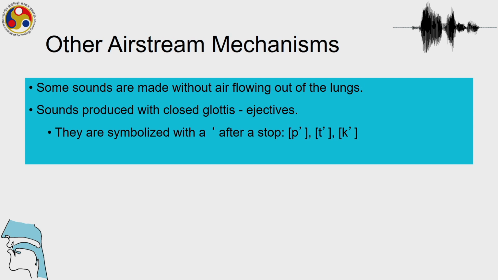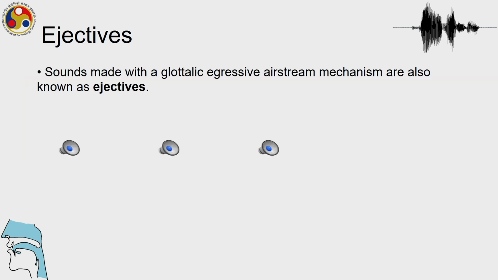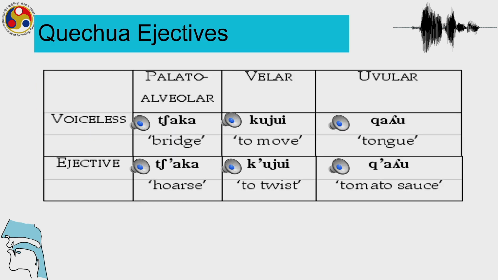And as we have seen in the Quechua examples before, we had seen a few ejectives, and the ejectives are symbolized. So let us play the Quechua ejectives again. Chaka, Kuyui, Gayu. So those are the palatal-alveolar, velar, and uvular ejective sounds.